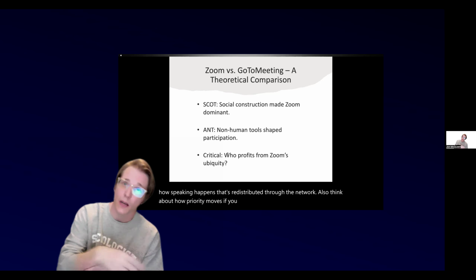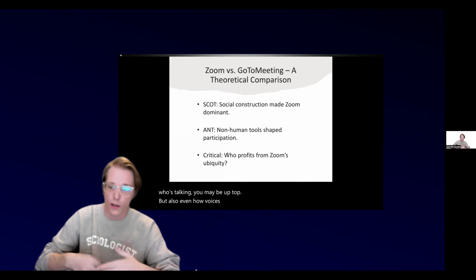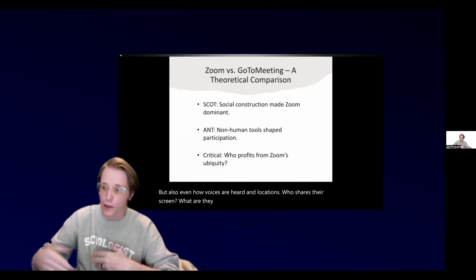Also think about how priority moves. If you pin yourself at the top, no matter who's talking, you may be up top, but also even how voices are heard, and locations. Who shares their screen? What are they sharing? Digital avatars are being built into it.